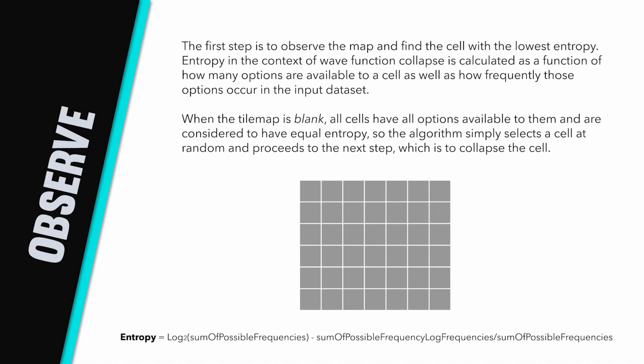All right, so now that we know what frequency and adjacency constraints are, let's just take a quick look at how the algorithm is going to use that information to populate the tile map. The first step is to observe the map and find the cell with the lowest entropy. Entropy in the context of wave function collapse is calculated as a function of how many options are available to a cell, as well as how frequently those options occur in the input data set. When the tile map is blank, all cells have all options available to them and are considered to have equal entropy. So the algorithm simply selects a cell at random and proceeds to the next step, which is to collapse the cell.